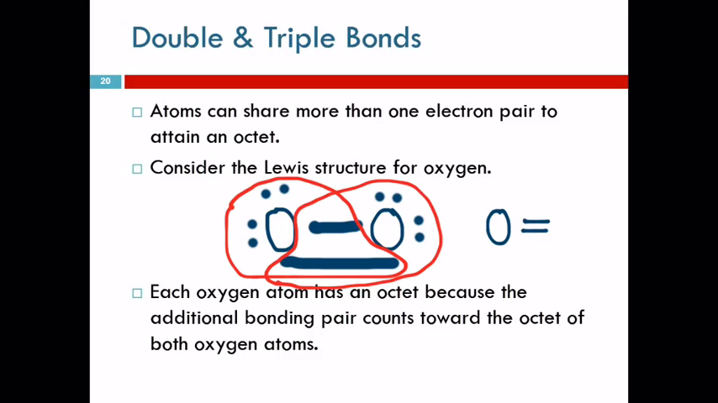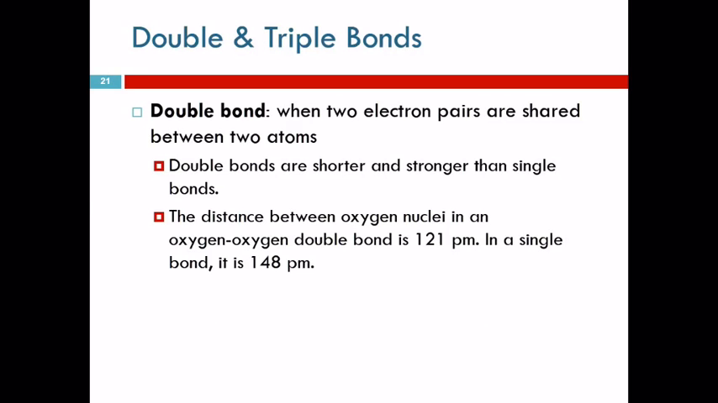Oxygen, double bond. And then each oxygen has 2 lone pairs of electrons. So this is called a double bond because it's sharing 2 pairs. Single bond, sharing 1 pair. Double bond, 2 electron pairs being shared. Double bonds are shorter and stronger than single bonds.